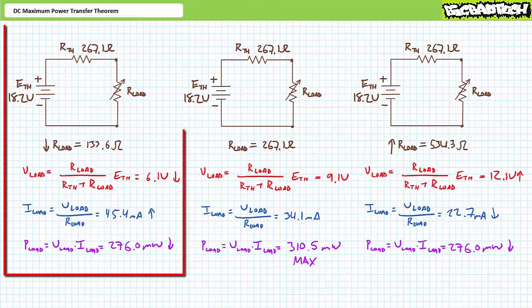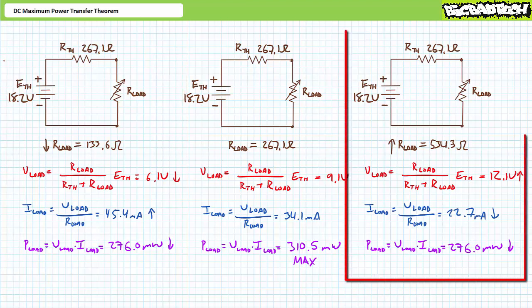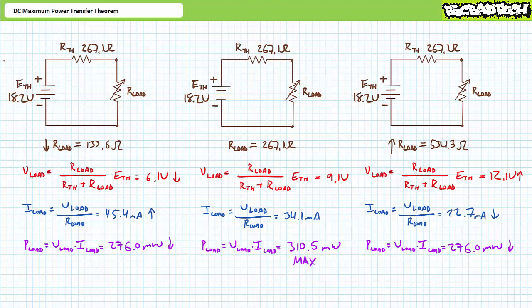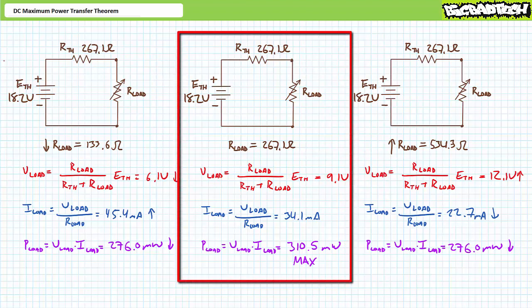You note when our load is less than RTH, it experiences less voltage, more current, and less power. Similarly, when our load is greater than RTH, it experiences greater voltage, less current, and less power. That's the point. At maximum power conditions, our load is at a point where two interrelated values, voltage and current, form a maximum power product.